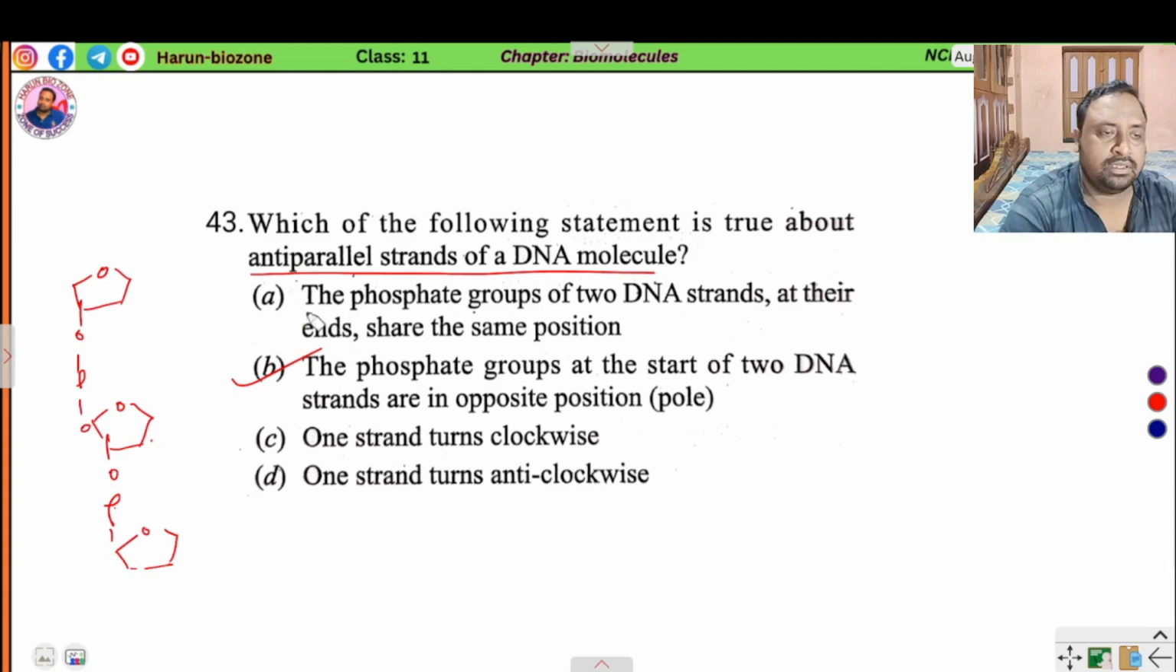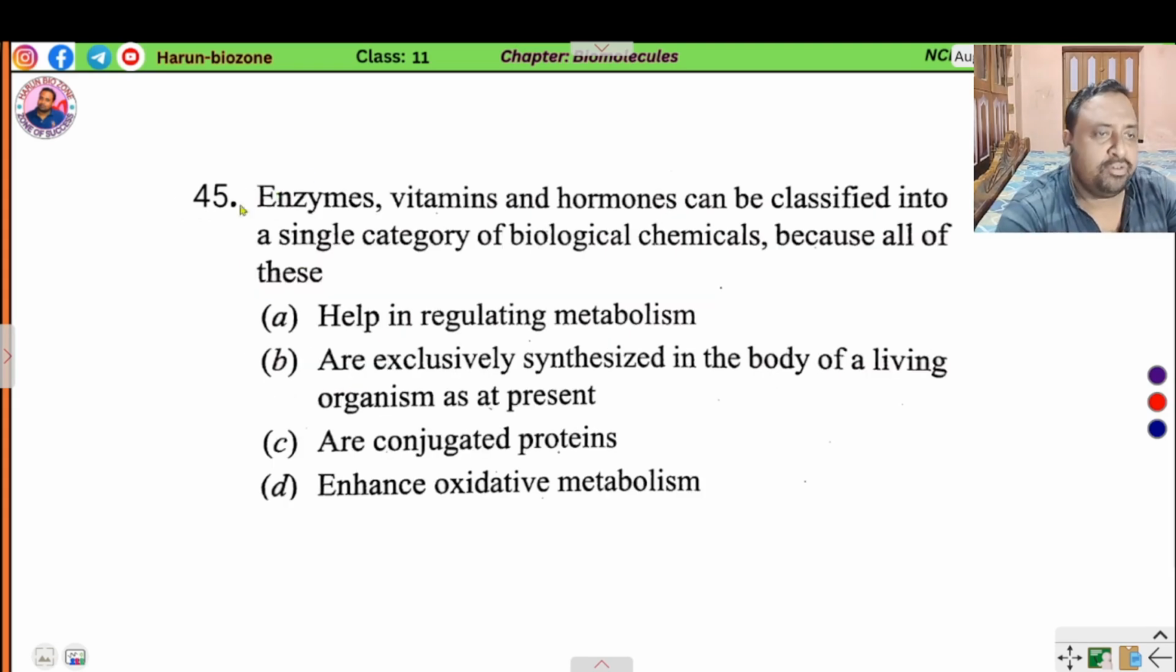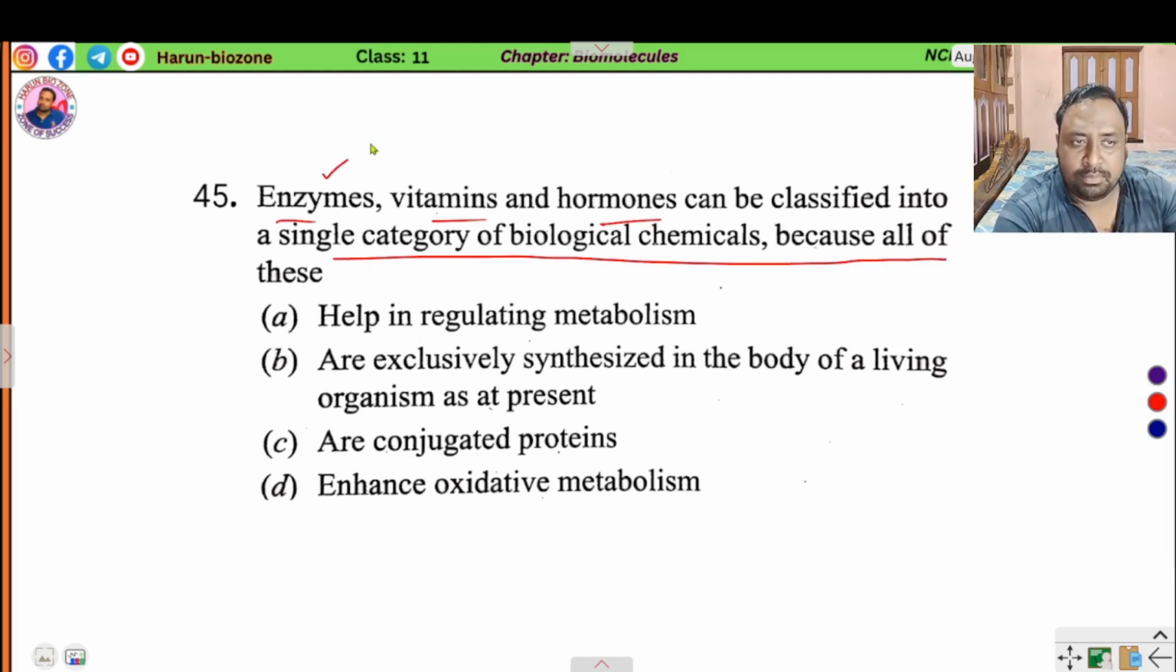In case of antiparallel structure, this phosphate is also present here, in the opposite position, because of antiparallel structure. Which of the following is a typical example of feedback inhibition? The feedback inhibition is allosteric inhibition of hexokinase by glucose 6-phosphate. 45. Enzymes, vitamins and hormones can be classified into a single category of biological chemical reaction because all of these help in regulation of metabolism. They are present in living organisms, but they regulate metabolism. This is the correct option.